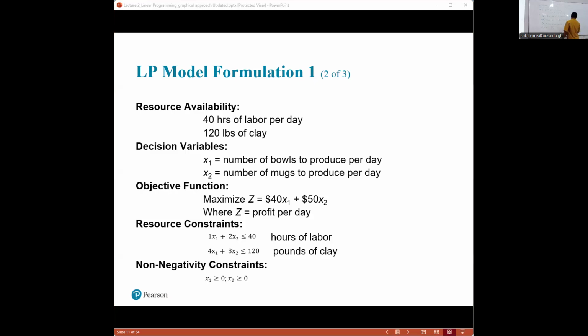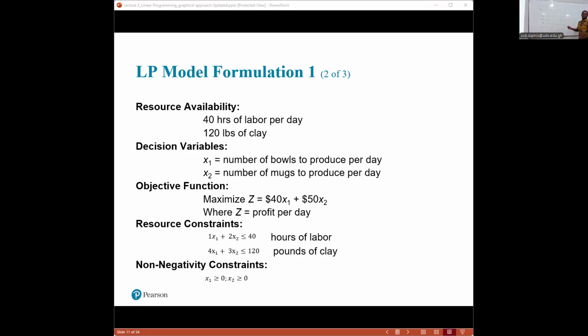That's why I told you that identifying the problem and stating it mathematically is important, because every other solution we are going to come out with will be based on this. So now, to solve it graphically, we need to get the coordinates for the constraints, labor constraint and clay constraint. So let's get the coordinates for the labor constraint. How do we get it?